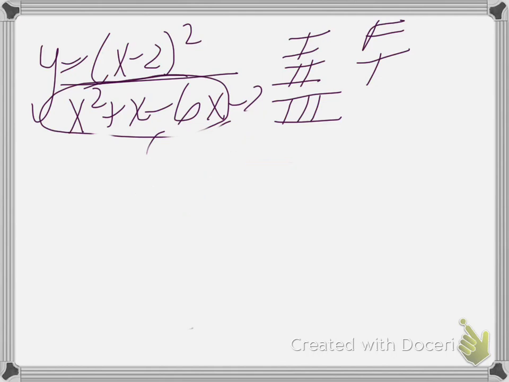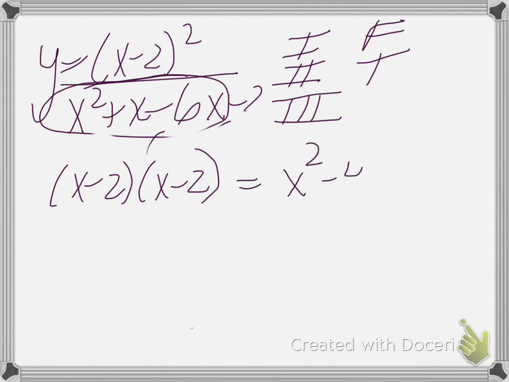Okay, and finally, the third one says there's a horizontal asymptote when y equals 0. So for horizontal asymptotes, you just need to look at where is the highest degree, and in the numerator, it's really x minus 2 squared, which is the same thing as x minus 2 times x minus 2, and that gives you x squared minus 4x plus 4. So that's my numerator, and my denominator is this.